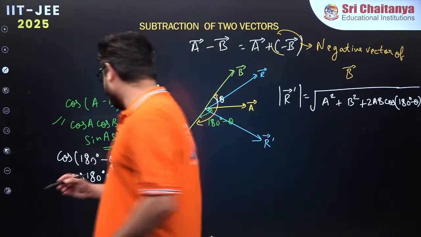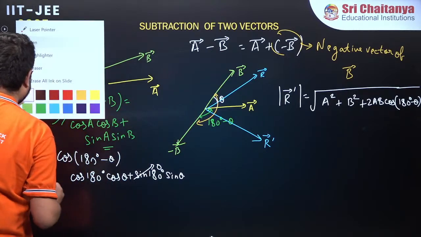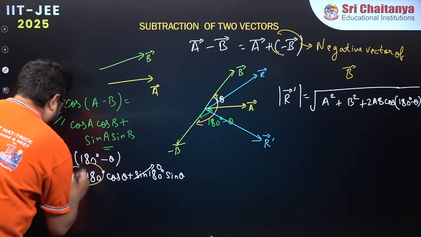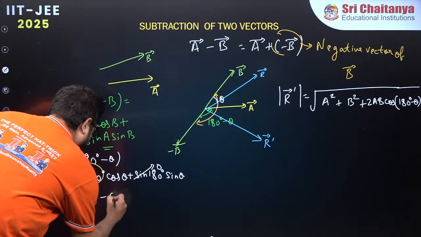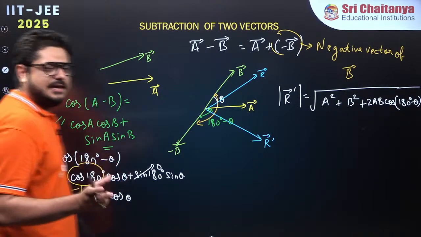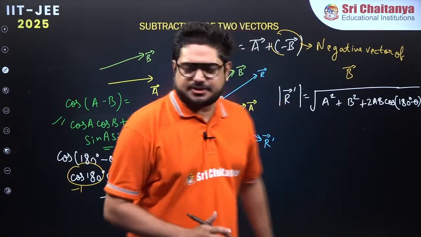Minus 1. Very good. So this is going to be 0. Cosine of 180 degrees is going to be equivalent to minus 1. So I will be getting over here minus cosine theta as the answer after the expansion of this trigonometric function. So now let's come back over here.